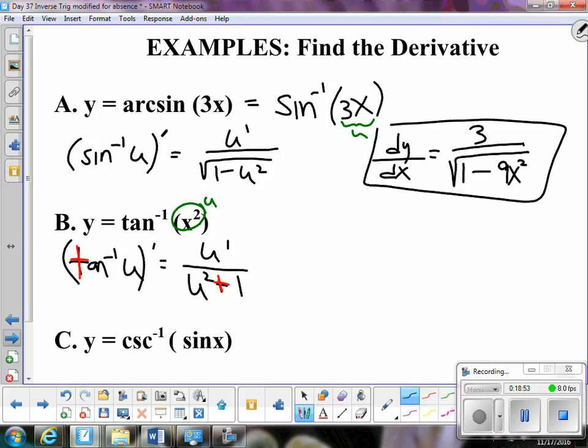So our derivative, dy dx, equals, the numerator is always u prime for these. So u prime, the derivative of the argument, the inside function, should have 2x. Now in the denominator, we need u squared plus 1. U is x squared, so u squared would be x squared squared, or x to the 4th plus 1.